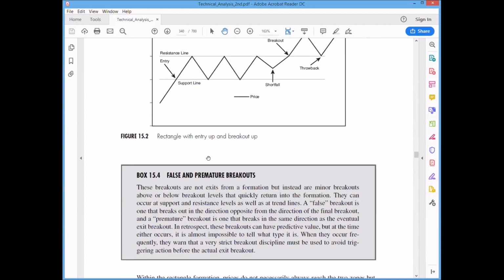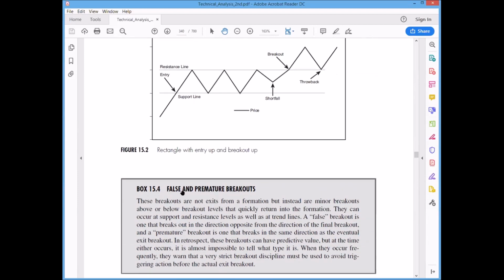And they even mention in here false and premature breakouts because, as you'll see a lot in crypto, breakouts are not exits from a formation, but are minor breakouts above or below, and they quickly return into the formation. They can occur at support and resistance levels. It's a false breakout. We call them head fakes. We see them all the time.